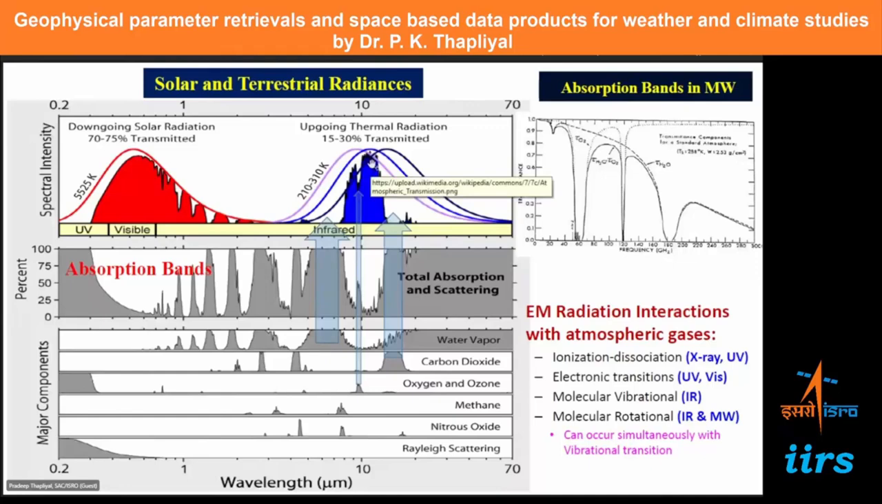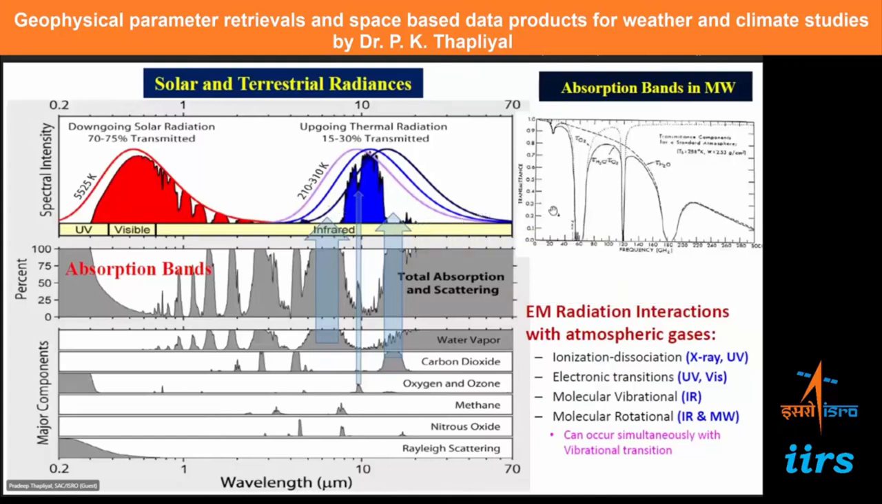But when we want to make observations of trace gases like water vapor, then we make observations at wavelengths where there is strong absorption by various gases, like water vapor in this region, ozone at 9.8 micrometer, and CO2 at around 15 micrometer. I will tell you how different parameters are retrieved by making use of those absorption bands. And this is in the infrared.